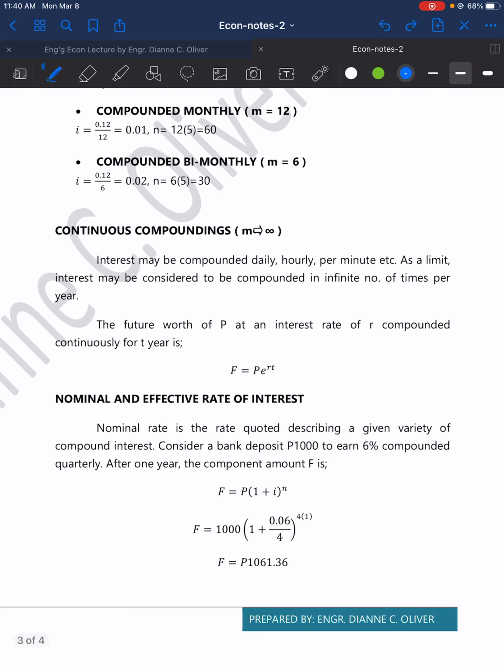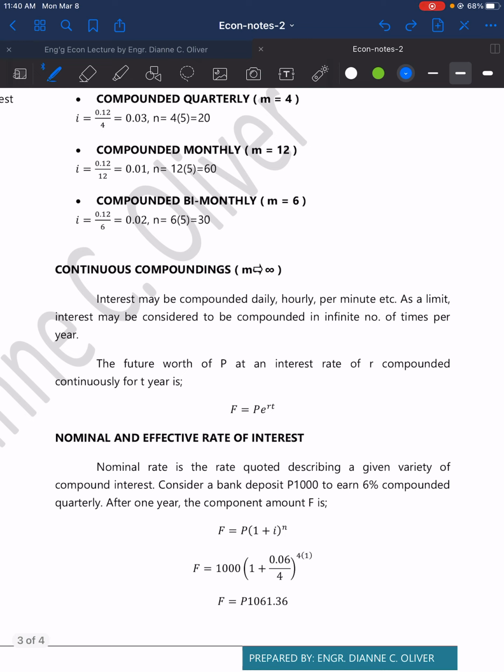For continuous compounding, you need to remember this formula. F, the future worth, is equal to P times e raised to the interest rate r times t, or the number of years. So for continuous compounding, interest may be compounded daily, hourly, per minute, etc. As a limit, interest may be considered to be compounded an infinite number of times per year. Okay, so that is for continuous compounding.